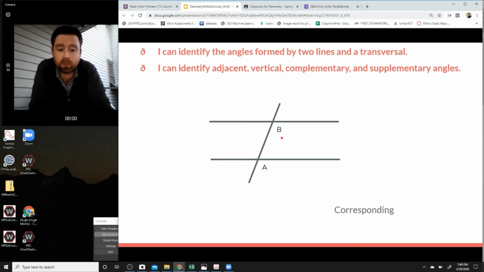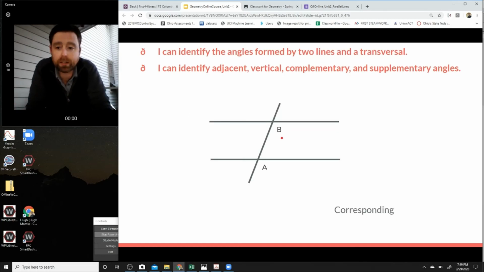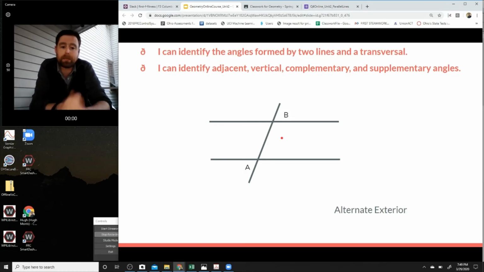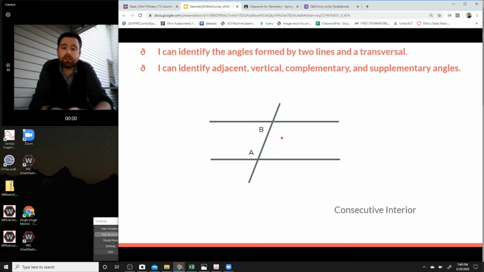Corresponding is one inside, one outside, so we can't use the interior exterior terminology anymore. So a new term was devised, and that's corresponding. And corresponding angles are equal. Each one, I didn't say this, but each one, A and B are equal. A and B there are equal. Here, when I go back, they are supplementary angles.